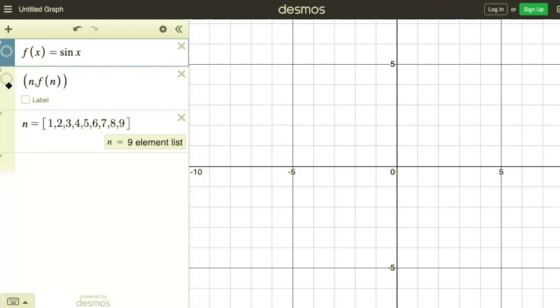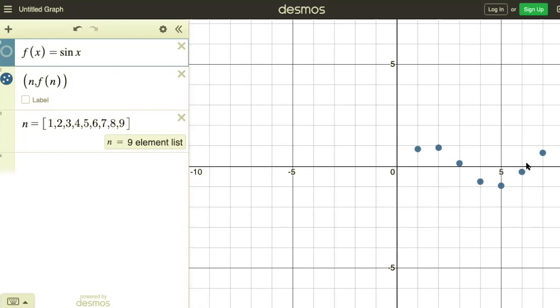Or if you're using a program like Desmos, you can have it just graph the individual points. I have Desmos graphing the first 9 terms. And again, what you can see is the initial part of sine goes up and almost seems like it could be approaching 1. But then it takes a turn and heads towards negative 1. Then it takes a turn and heads towards positive 1.